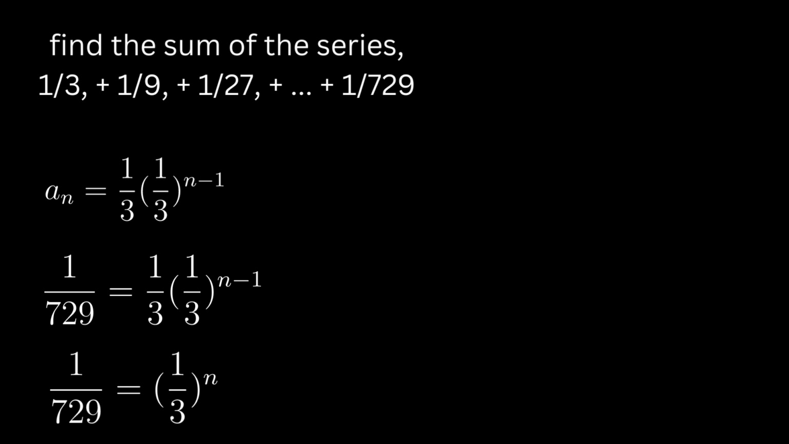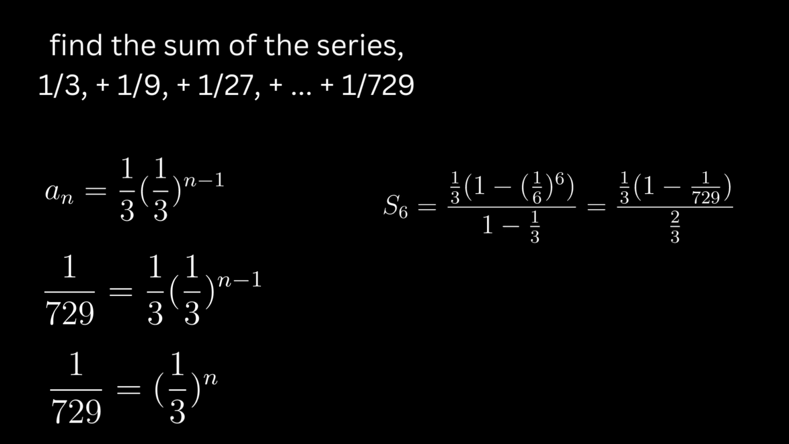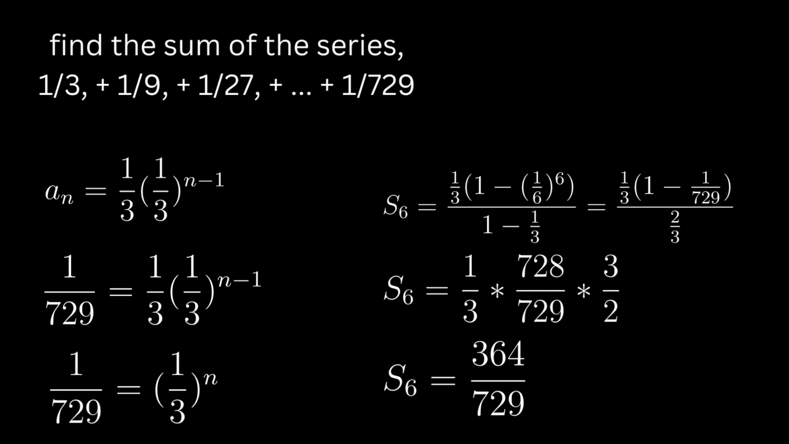Thus plugging it in the formula, we get S sub 6 is equal to 1/3 times the quantity 1 minus 1/3 raised to 6 divided by the quantity 1 minus 1/3, which is equal to 1/3 times the quantity 1 minus 1/729 divided by 2/3. Simplifying, we get S sub 6 is equal to 1/3 times 728/729 times 3/2, which is equal to 364/729. That is the sum of the series 1/3 plus 1/9 plus 1/27 up until plus 1/729.